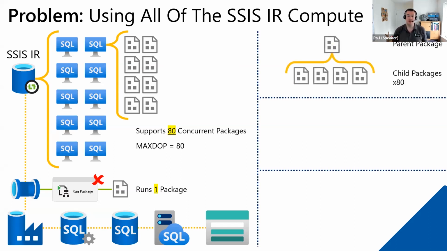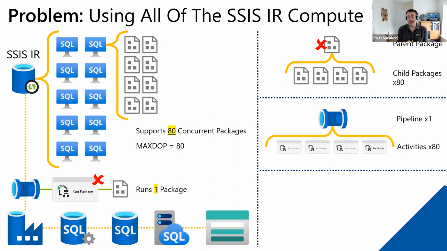But what people have perhaps done is they might have created a framework of SSIS packages, and they might have a parent package calling 80 odd child packages, if you like. Now, in that scenario, that's still not going to use all of that SSIS IR compute. That's not going to scale out across those nodes in the way that you want it to. That parent package is still only going to get an 80th of that compute. So that pattern isn't going to work. That parent package calling child packages is not going to make use of all of those IR nodes you've got available. So just bear that in mind.